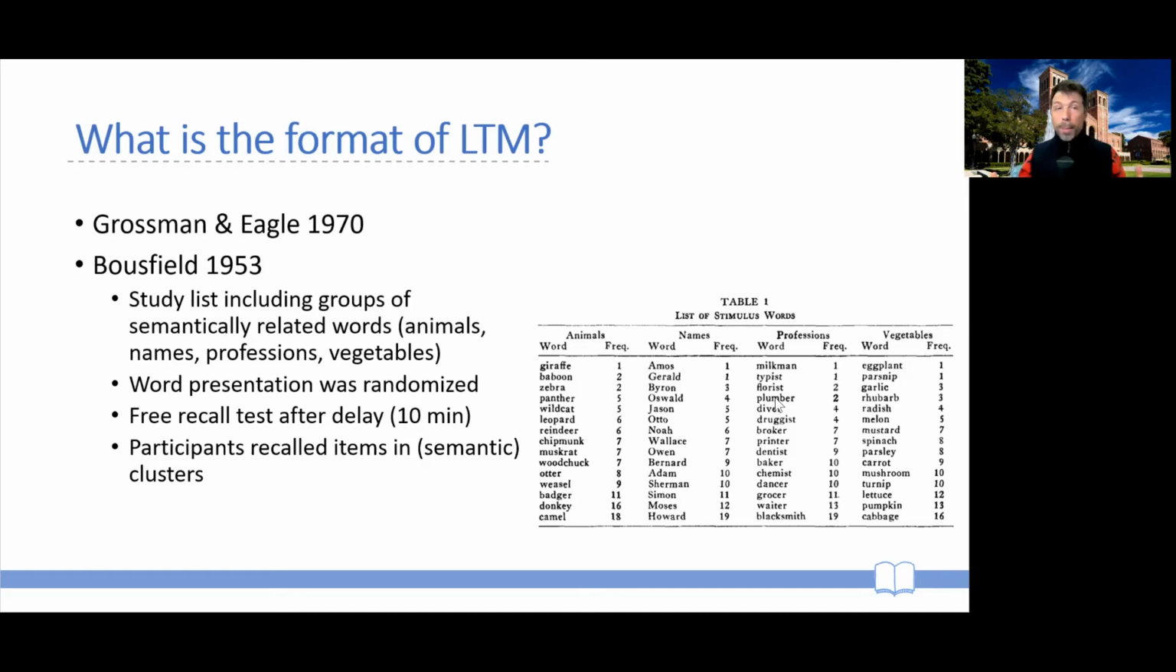So again, these two experiments together really show that in long-term memory, information is probably encoded in a semantic manner.